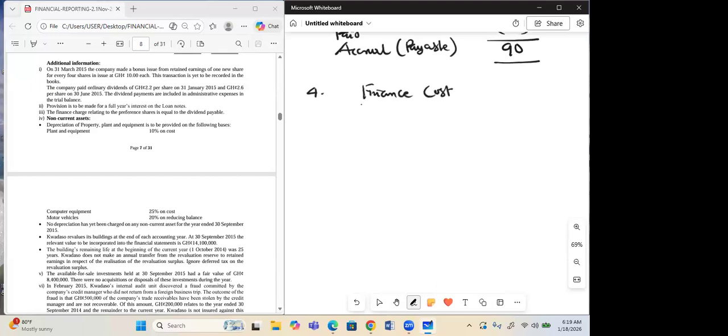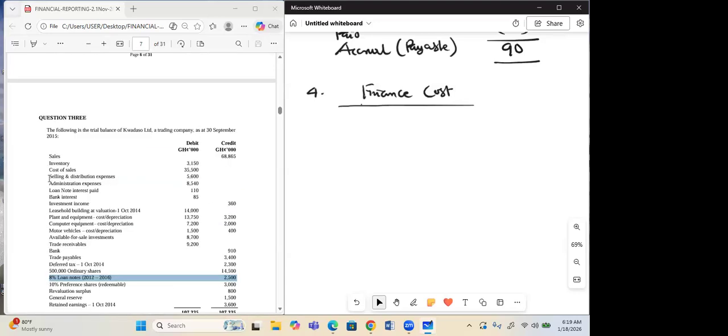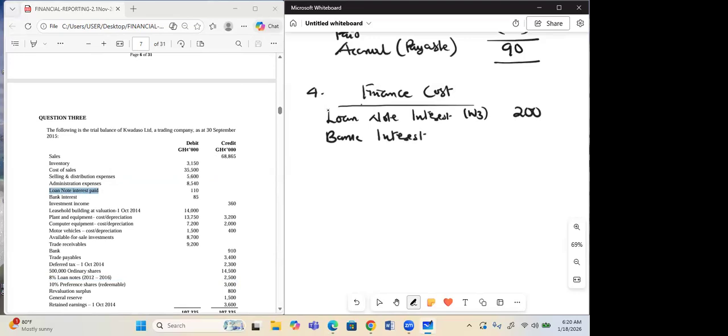So go through the question. Any interest we see is a finance cost. We'll add it. Let's take it one after the other. Sales, inventory, cost of sales, selling and distribution, admin expense, loan note interest. So the loan interest is the first one. The total interest for the year was what? 200, right? Yes, 200. Then we have bank interest. Probably it will be an interest on overdraft or something. Bank interest, how much is it? 85. Let's continue going.